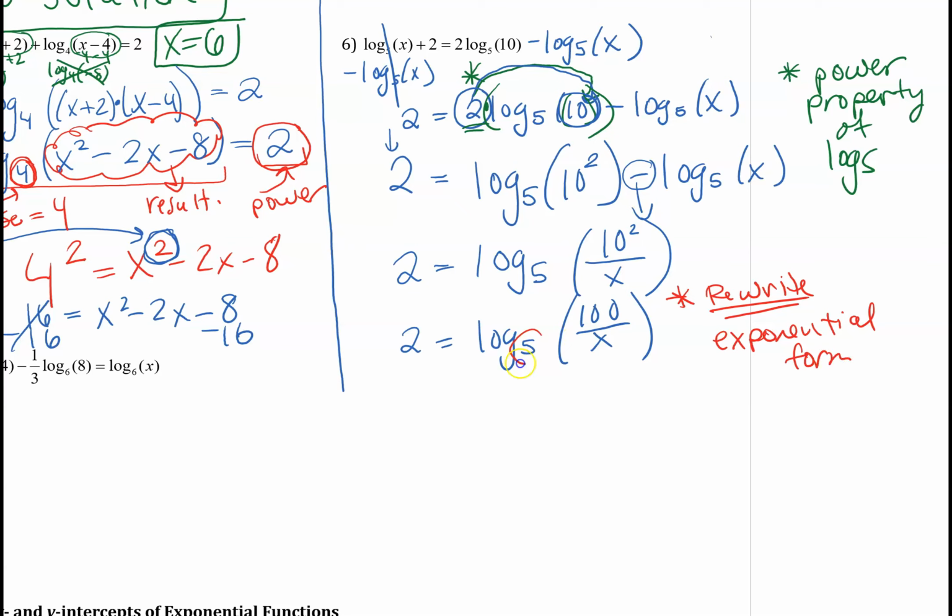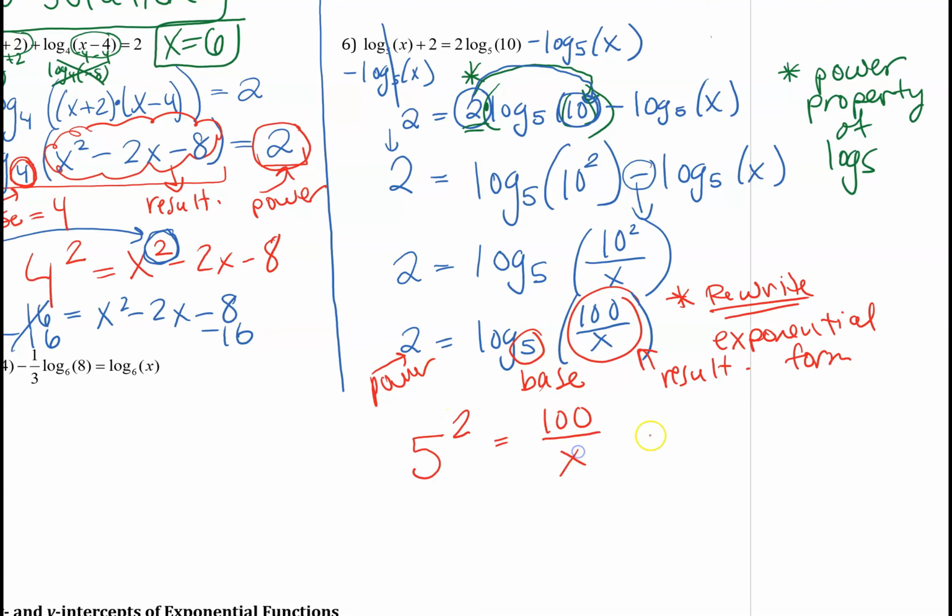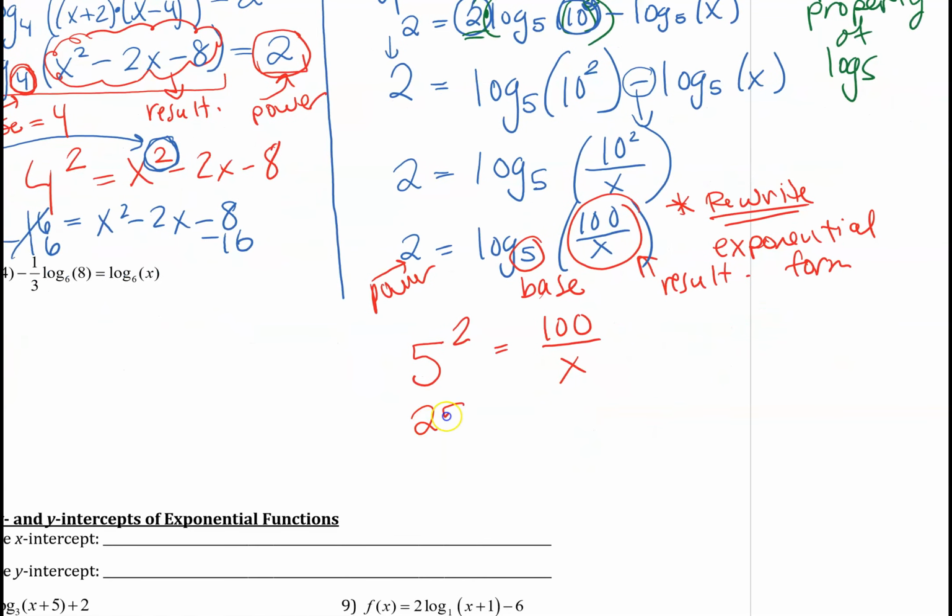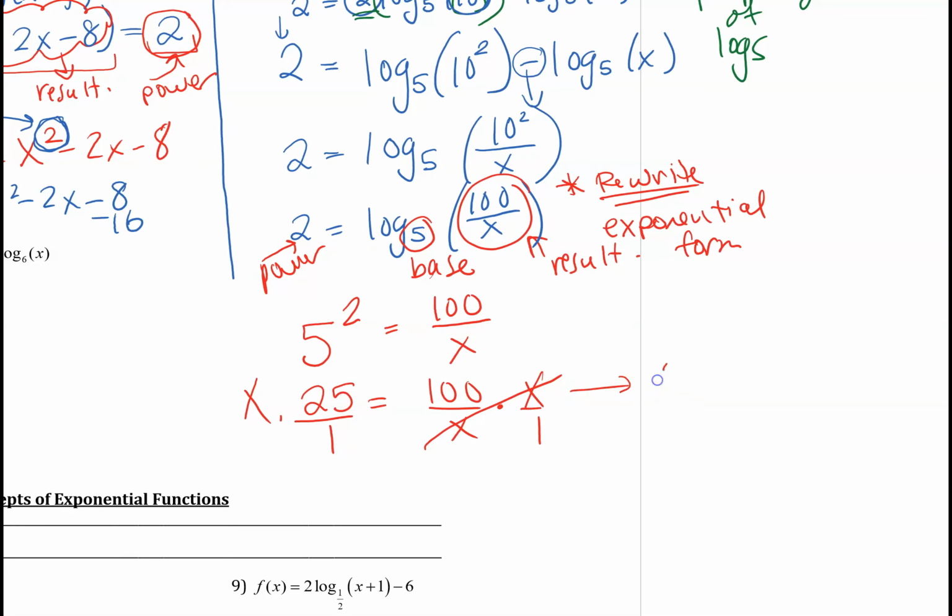Okay, you say 5 is the base, 2 is the power, 100 over x is the result. You rewrite it that way: 5 squared equals 100 over x, and then it's a piece of cake. 25 equals 100 over x. I need to multiply both sides by x to cancel it. So then I have 25x equals 100, and then I just divide by 25 and I get x equals 4.